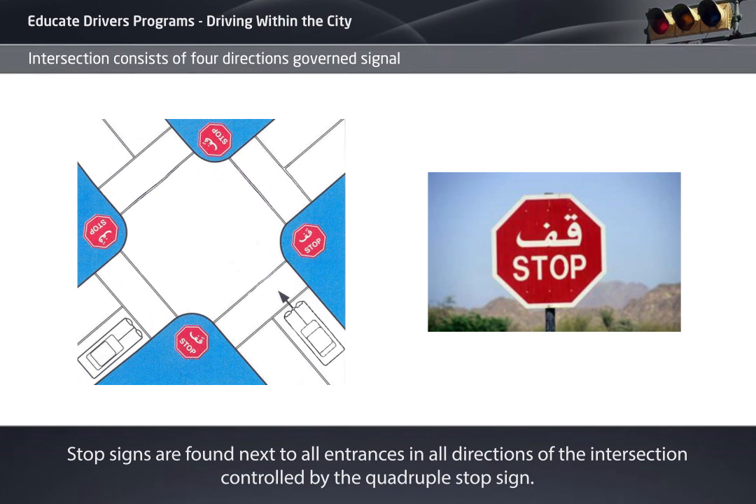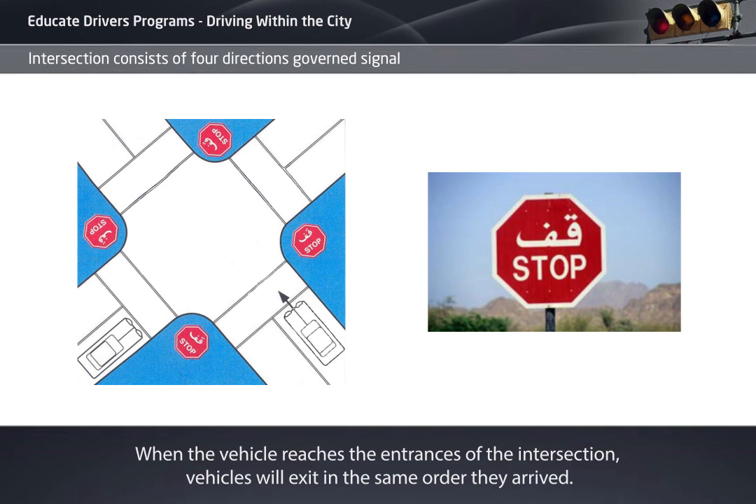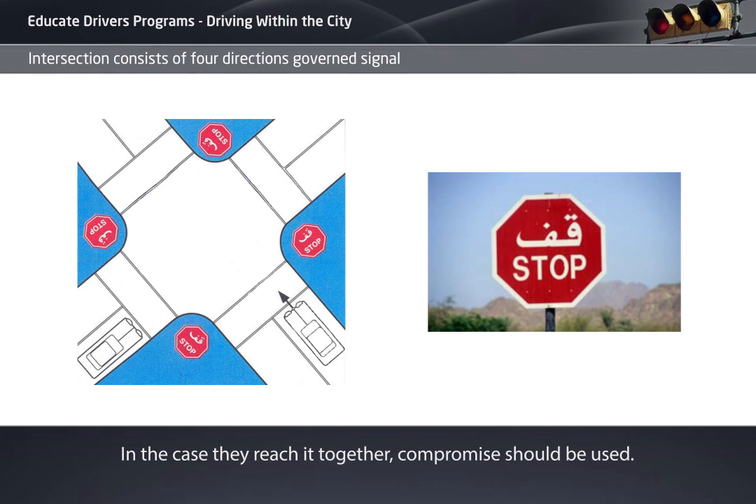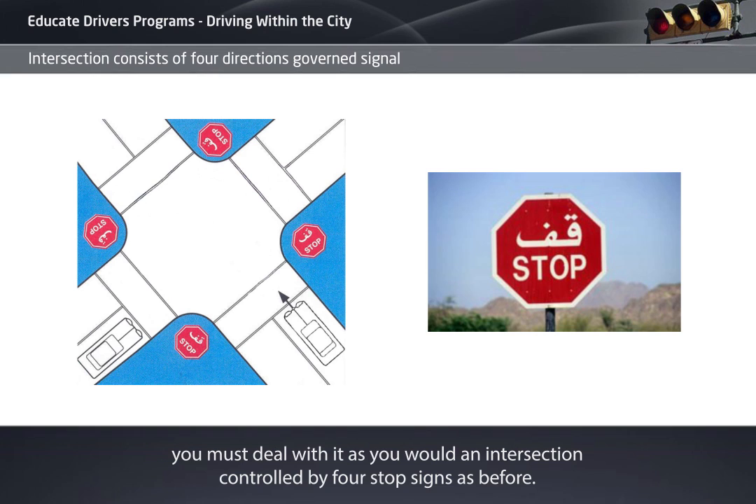Stop signs are found next to all entrances in all directions of the intersection controlled by the quadruple stop sign. When the vehicle reaches the entrances of the intersection, vehicles will exit in the same order they arrived. Upon 2 vehicles arriving at the same time, the vehicle on the right has priority to enter the intersection. In the case they reach it together, compromise should be used. When reaching a traffic signal that is not working, you must deal with it as you would an intersection controlled by 4 stop signs as before.